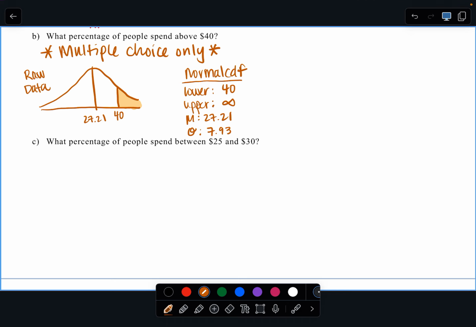So the only time you will be able to adjust the mean and the standard deviation to match the question is if it's a multiple choice. Otherwise, you will have to calculate a Z-score.